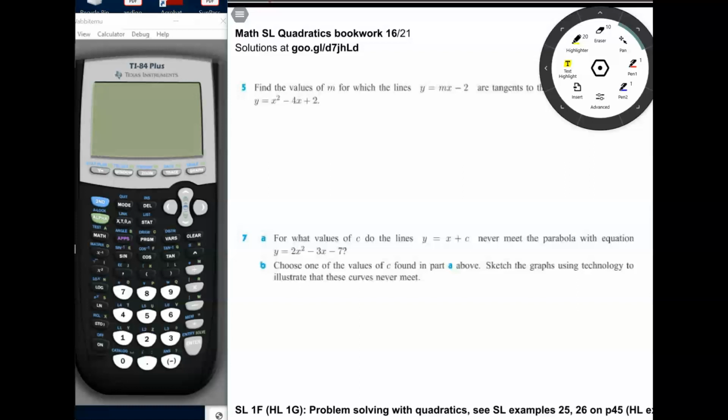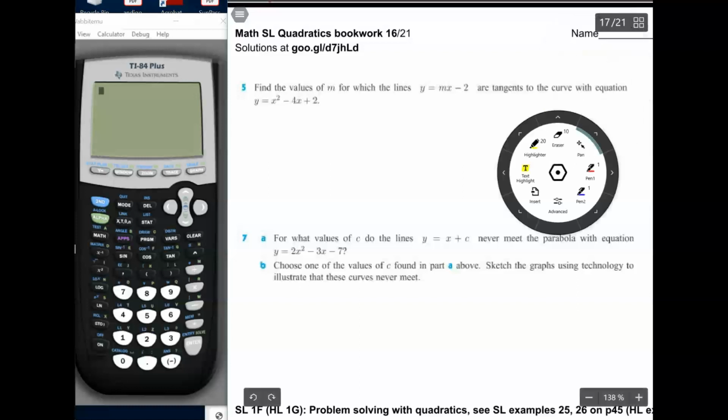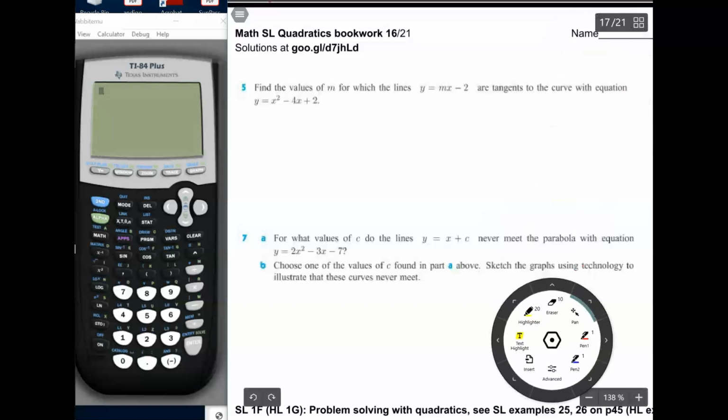Page 16 of quadratics. Find the values of m for which the lines y equals mx minus 2 are tangents to the curve with the equation y equals x squared minus 4x plus 2. So basically what we're doing here is this is a quadratic and this is a line, and what we want is for the quadratic and the line to be tangent, touch at one point only.